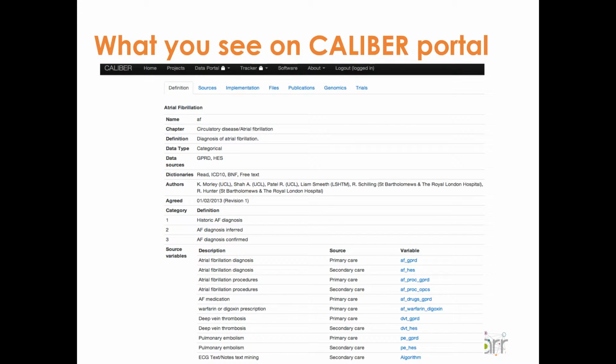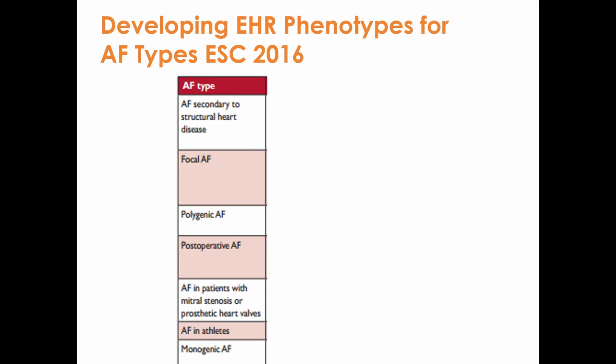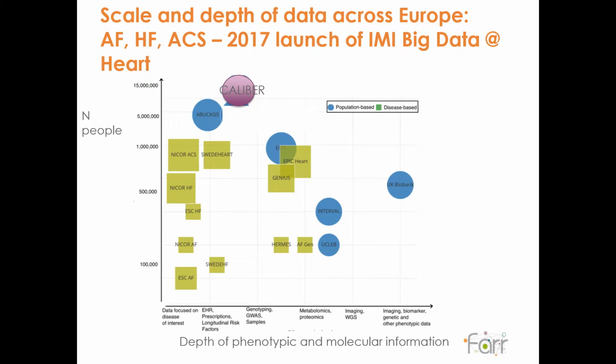And what the researcher sees is something familiar on a web-based portal. Next steps here would be to get at subphenotypes. So in the ESC 2016 guidelines, here are some proposals, and these are to some extent tractable in the electronic health records. And I'm pleased to say that in 2017 we're going to launch the IMI Big Data at Heart initiative, which involves several colleagues in this room.